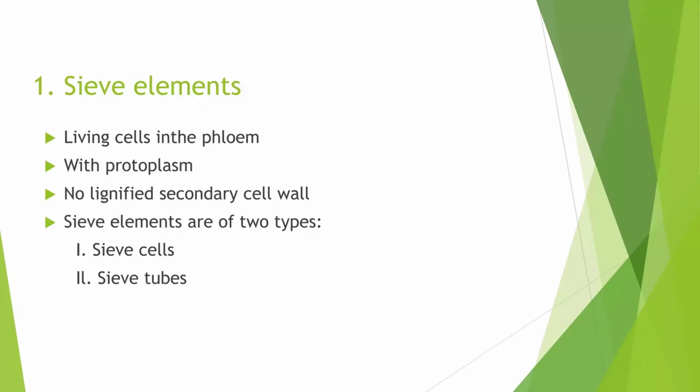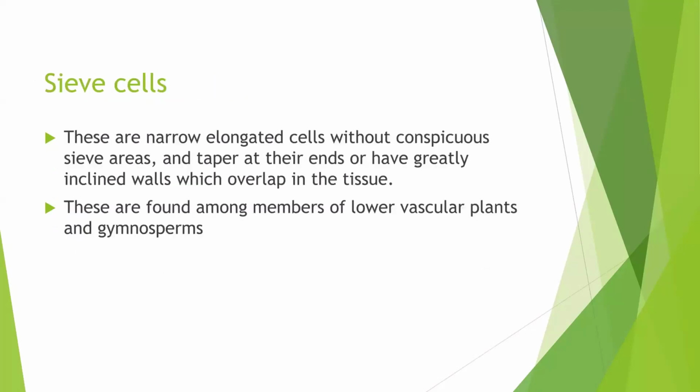So first one is the sieve elements. These are the living cells in the phloem, and they contain protoplasm and no lignified secondary cell walls. The sieve elements are of two types, that is sieve cells and sieve tubes. First one is the sieve cells. These are narrow elongated cells without conspicuous sieve areas. The sieve areas are not clear, and the cells taper at their ends and have greatly inclined walls, which overlap in the tissue.